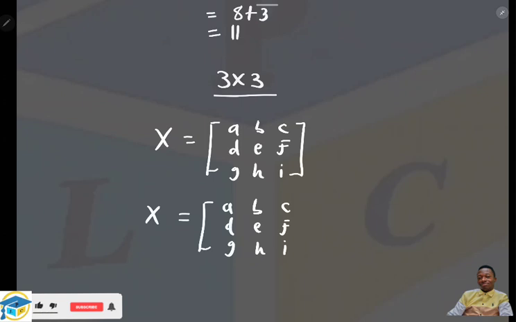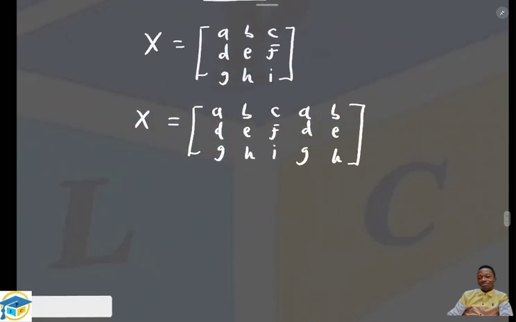But for a 3 by 3 matrix, for us to use the product of the arrows to determine the determinant, we will need to repeat the first 2 columns of the matrix in question. So we repeat A, D, and G, and we also repeat B, E, and H, so that we get the whole of this matrix. Once you're able to get this by the repetition of the first 2 columns of the original matrix, then we can move straight to find our determinant.